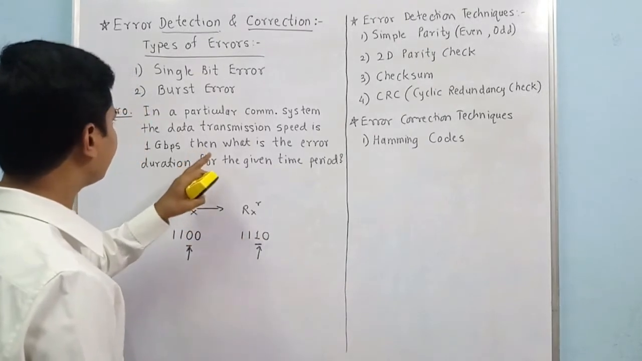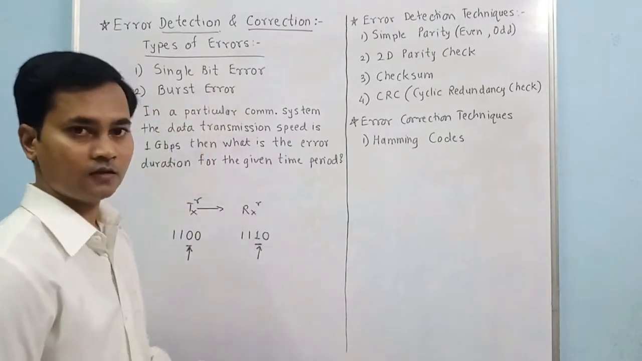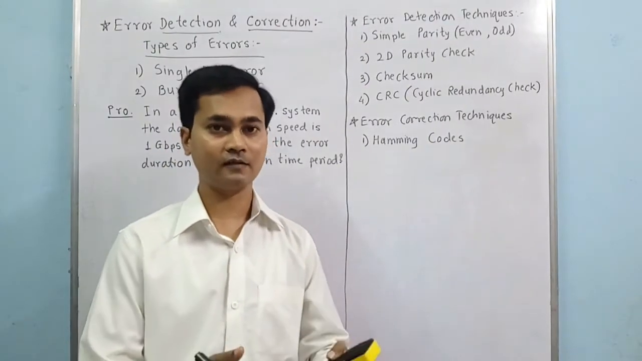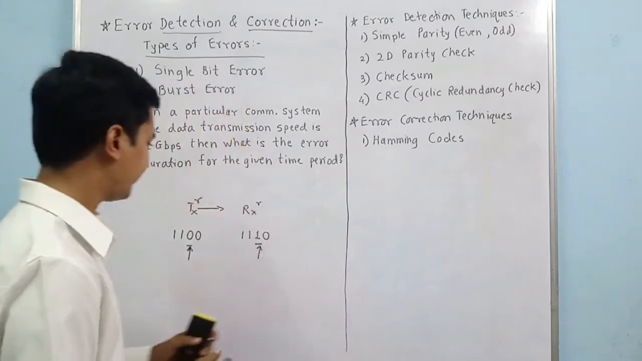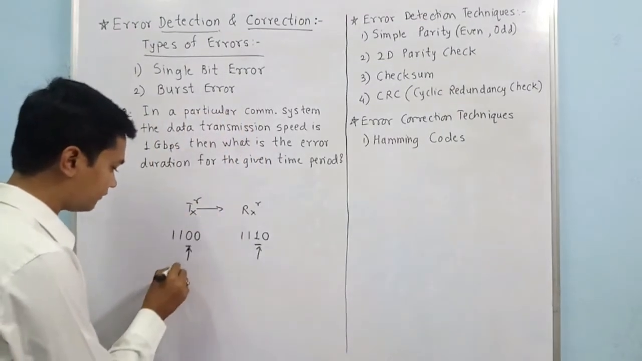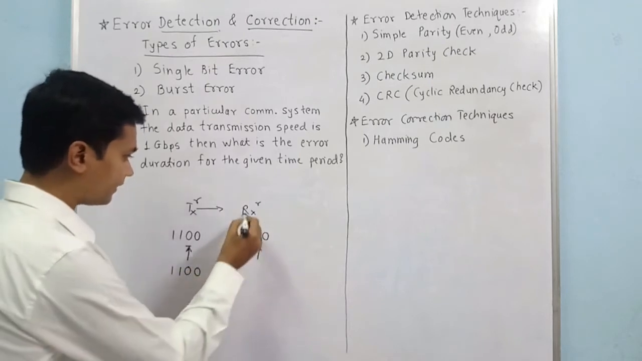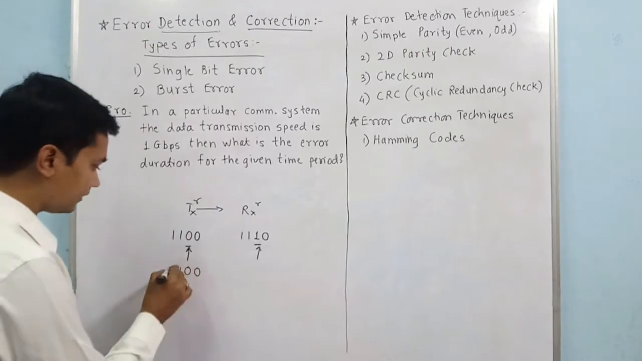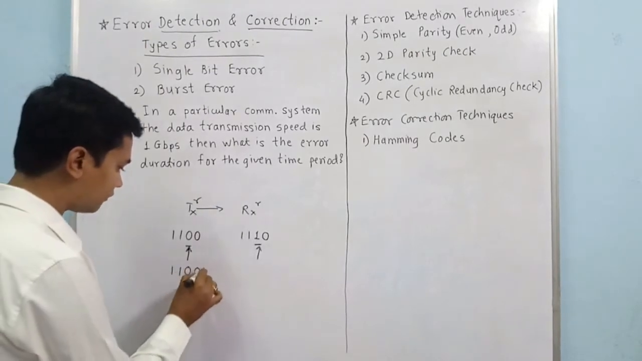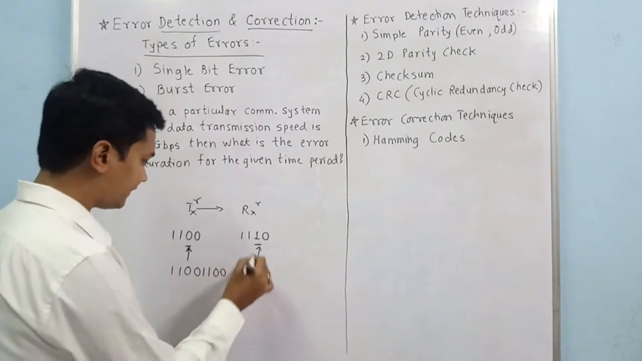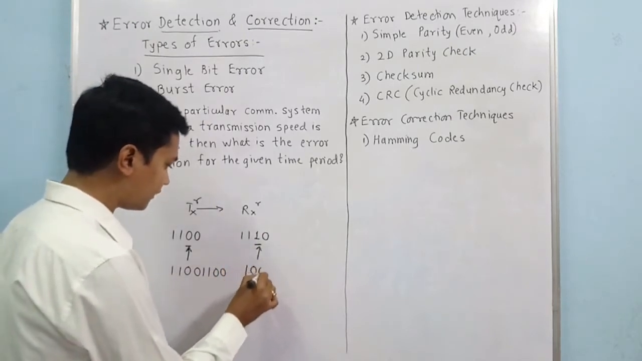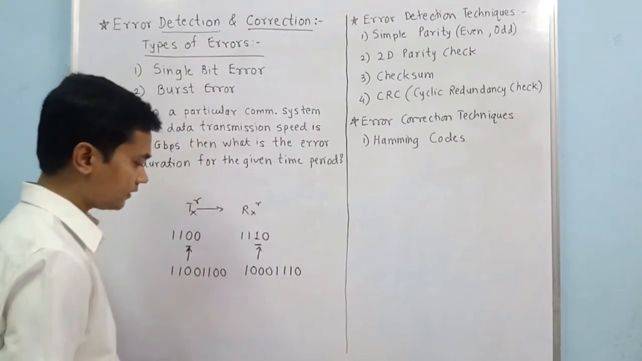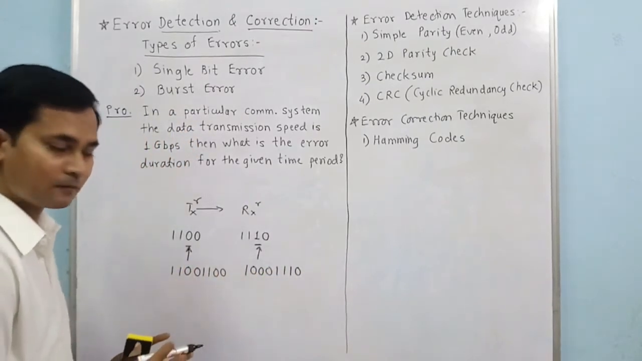The second type is burst error. So burst error means what? Burst means multiple bits, more than one bit, will be changed. Consider that the transmitter is sending 1100 and the receiver is receiving, suppose I increase the number of bits. Suppose the transmitter is sending 1100 1100 and the receiver is receiving 1000 1110. How many bits are changed in this data format?